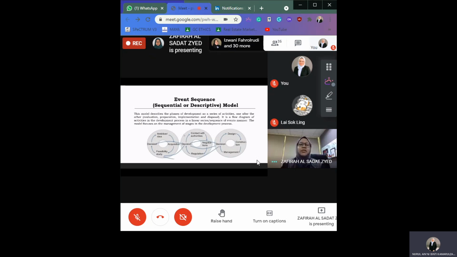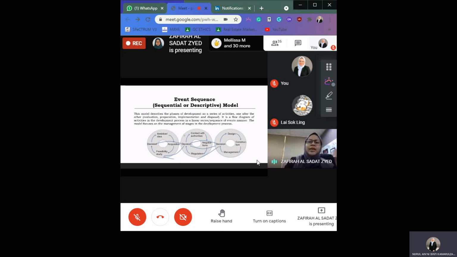So the event sequence, sequential or descriptive model basically describes the phases of development as a series of activities, one after the other. You have evaluation, preparation, implementation, and then disposal. Pretty much what I said, right? You have a land, and so on. If you remember in BIE 1005, we also talked about the property development process, and this was one of them. You have an initiation stage where you evaluate, and then you have the implementation stage, and so forth.